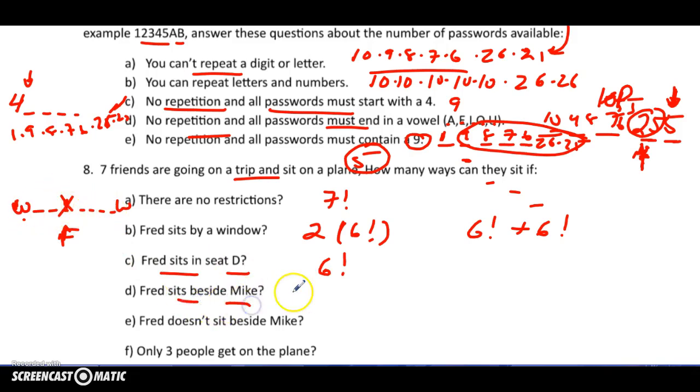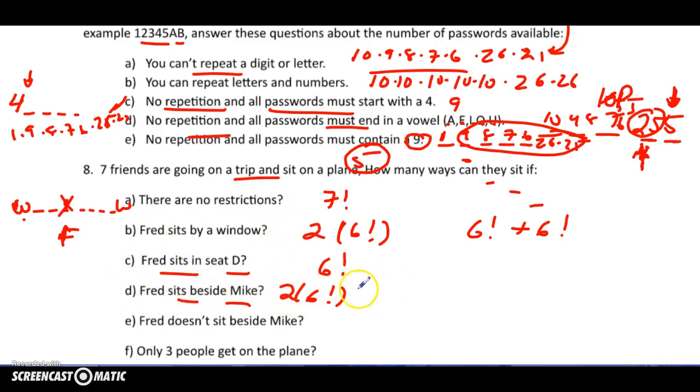Fred sits beside Mike. Okay, we've done this one also. So we're going to consider them as a giant person, but before we do that, we're going to figure out, is it Fred Mike or Mike Fred? So there's 2 ways to line them up. So we can go Fred Mike or Mike Fred, and then after that, they are now considered a big person, FM, and FM is now a giant person that has to sit together, and there's 6 factorial now to line up the 5 other humans and the giant Fred Mike person.